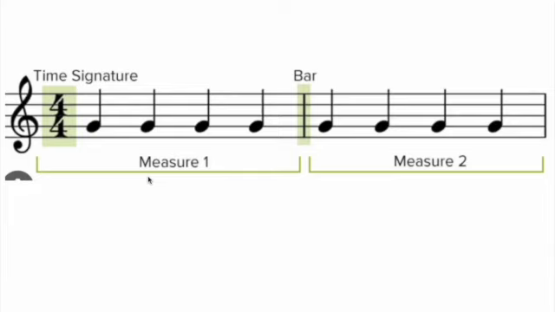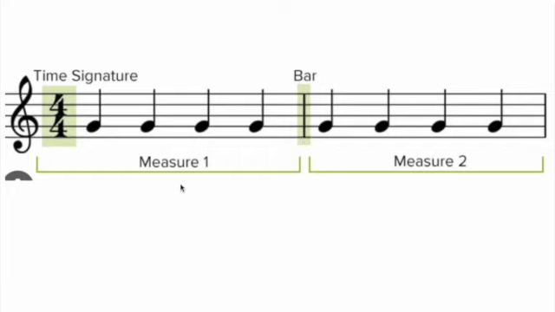Measures are broken up on sheet music by this right here, which we call a bar line. I'm not sure why line is missing, but we typically refer to these as a bar line. And there are different types of bar lines, but we can get to that at a different music lesson. Just know for now, the way that we split up measures is with a bar line.